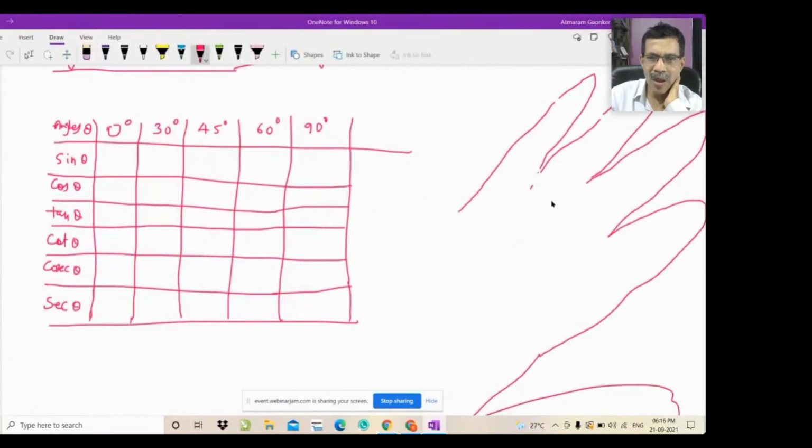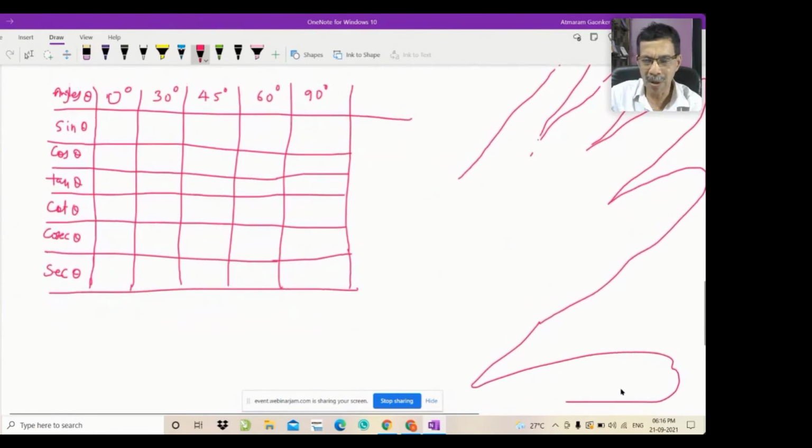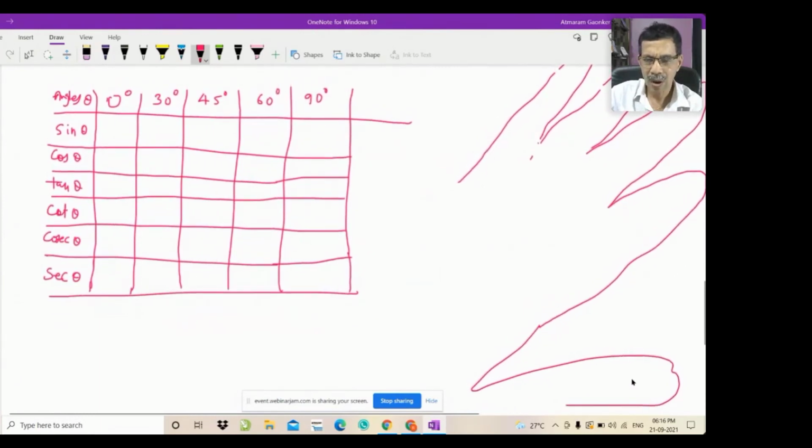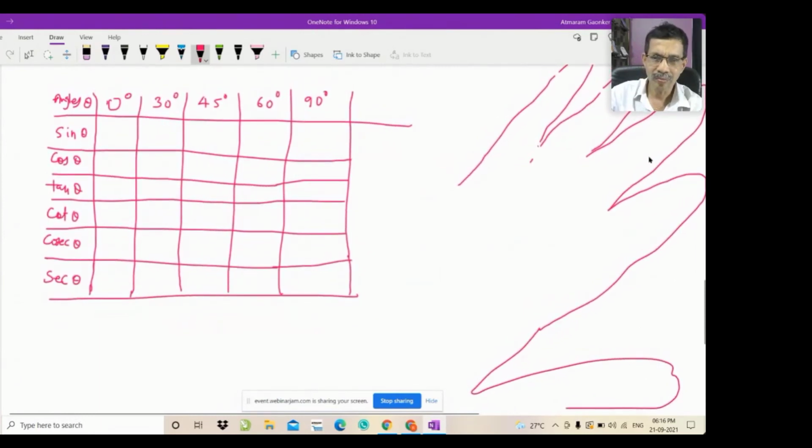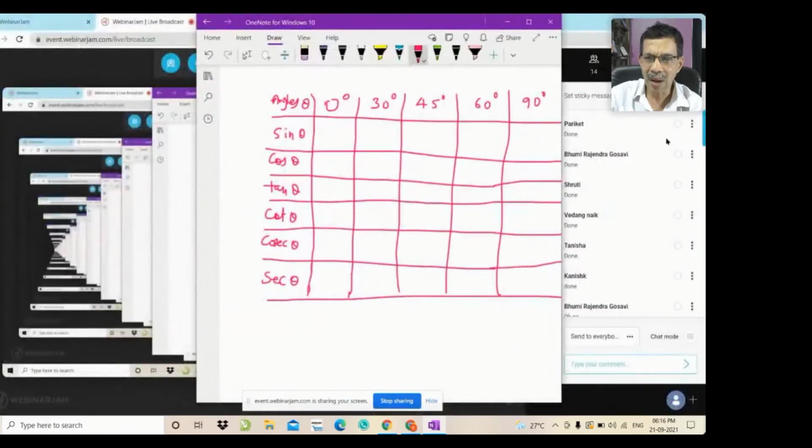See how the way I have drawn it. The 5 fingers, the thumb you may not be able to see it properly, but the thumb is also there. This is the thumb. This is the first finger, second finger, third finger, and fourth finger. So once you draw it, please say done in the comment box. Okay, very good. Everybody has done it.